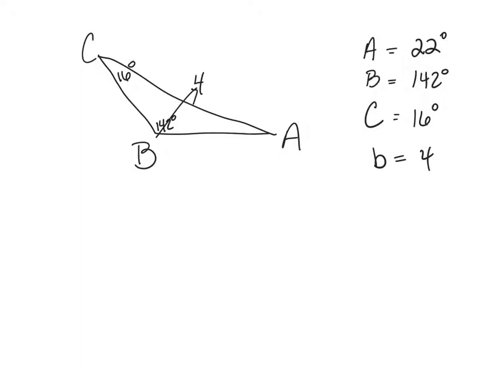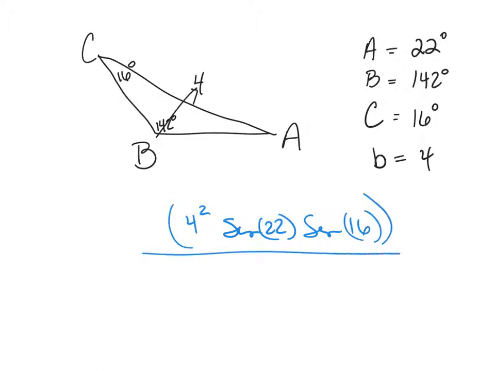So you have three formulas up here. One has a little C, one has a little B, and one has a little A, and they all have big A, B, and C. Do you see that? So we're going to pick the one with the little b, because that's what we have, and we're going to plug in the numbers. So it's going to be 4 squared times sine of 22, sine of 16, which is C, all that in parentheses, over parentheses 2 times sine of 142, like that. And you're going to key it in your calculator and tell me what you get.